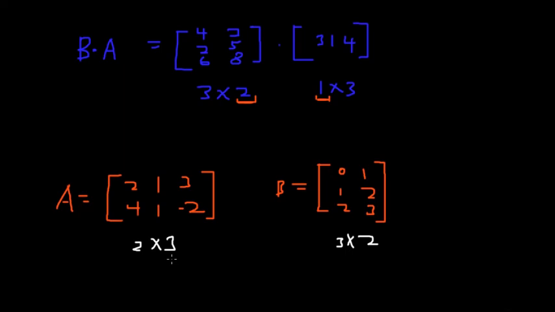The column of the first matrix, and then you compare that to the row of the second matrix, okay? Again, you check the column of the first matrix and compare that to the row of the second matrix. In case they are the same, it means you can go ahead and multiply.